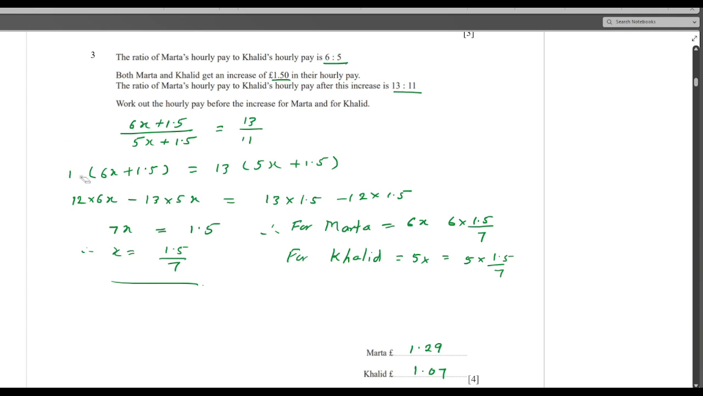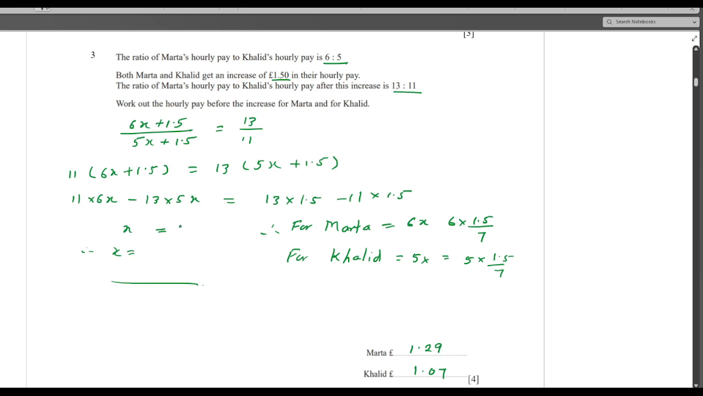So here it is 11, and here also it is 11. So 11 times 6 minus 13 times 5, 66 minus 65. So here we have only x. Now x is equals to 13 times 1.5 minus 11 times 1.5. 13 minus 11 is 2. So 2 times 1.5 is 3. So your x is 3.